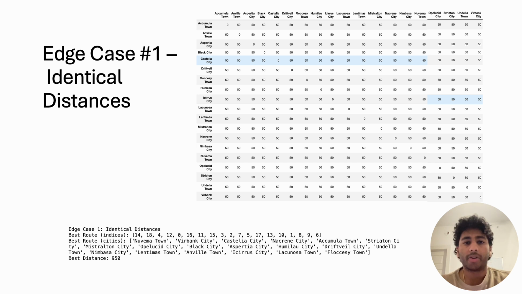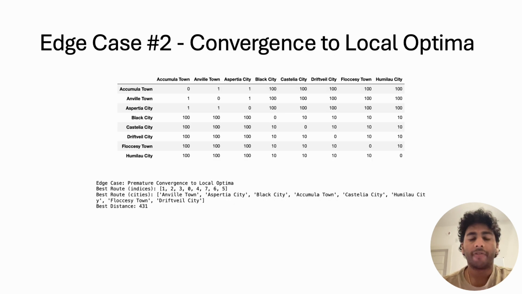For the first edge case, we are testing identical distances between each city. This algorithm doesn't get confused by identical distances. The final edge case is one where the algorithm can be shown getting stuck in local optima. When run with a low number of generations, mutation rate, and population size, the algorithm does not converge on the optimal solution of around 200.